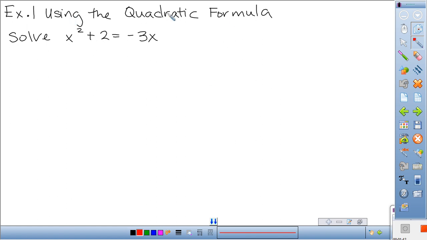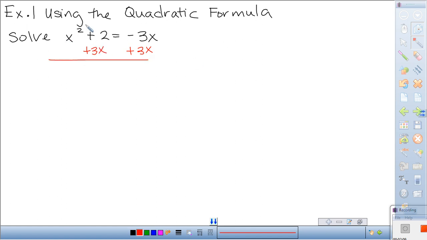They want us to use the quadratic formula to solve x squared plus 2 equals negative 3x. Well, the first thing I notice is that this is not set equal to 0. Therefore, it's not in the correct form right now. So I'm going to move this negative 3x to this side so that I'll have 0 on this side, so I can set my equation equal to 0. I'll always do the opposite, so I'll add 3x to both sides.